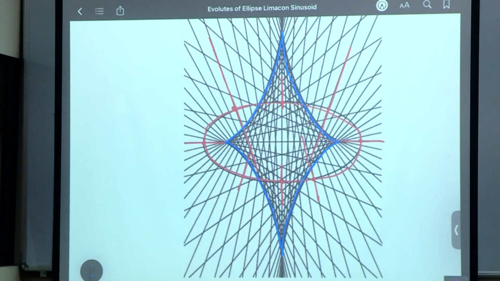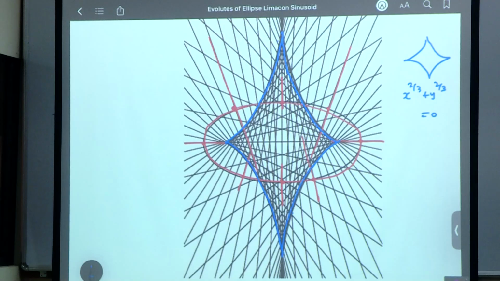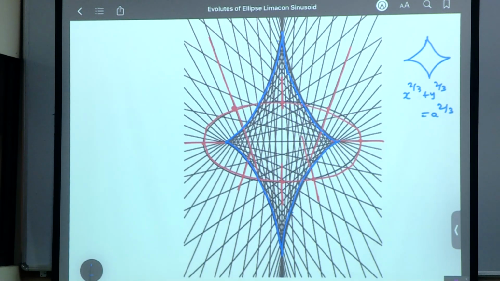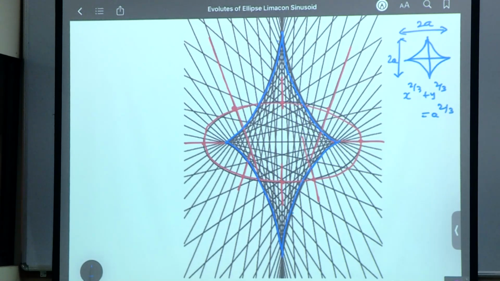And this is what is called an asteroid, but it is an asymmetrical asteroid. An asteroid is usually something like this, which is symmetric about both the axes. And usually it has an equation x to the 2 by 3 plus y to the 2 by 3 is equal to a to the 2 by 3. You would have seen such examples in calculus. I don't know whether you've seen such examples. So you see, this is your asteroid, and of course, these lengths will be 2a. This length will also be 2a. Okay, this is an asteroid.